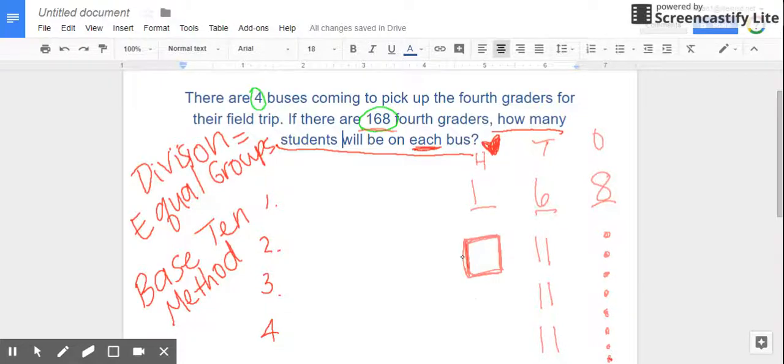Now, this total number, 168, represents what? These represent the 4th graders, or how many students there are.